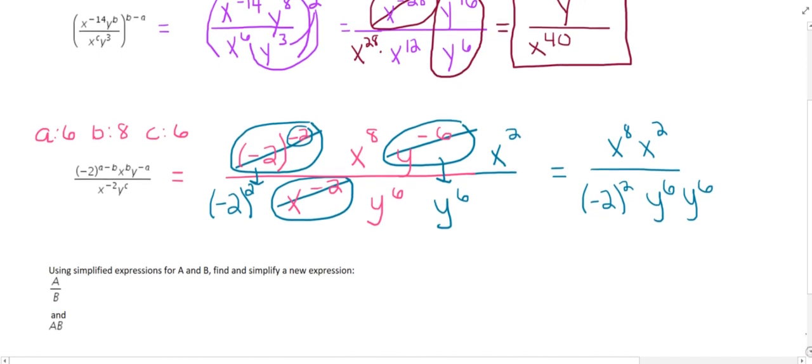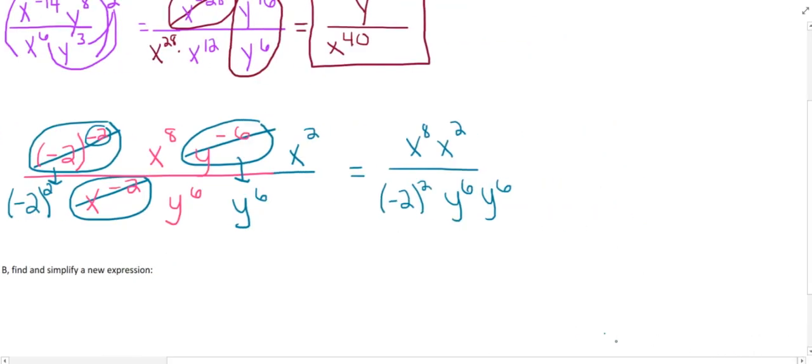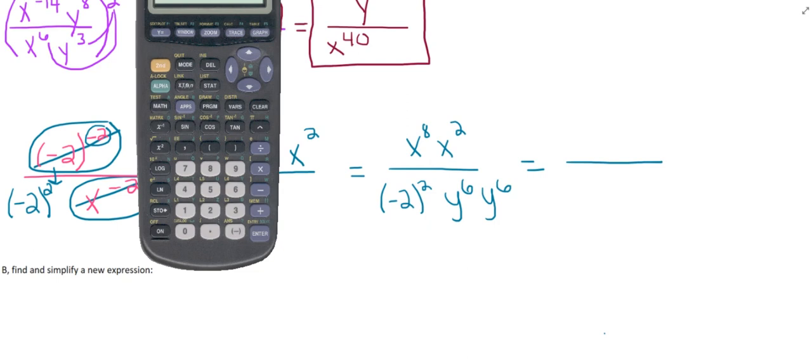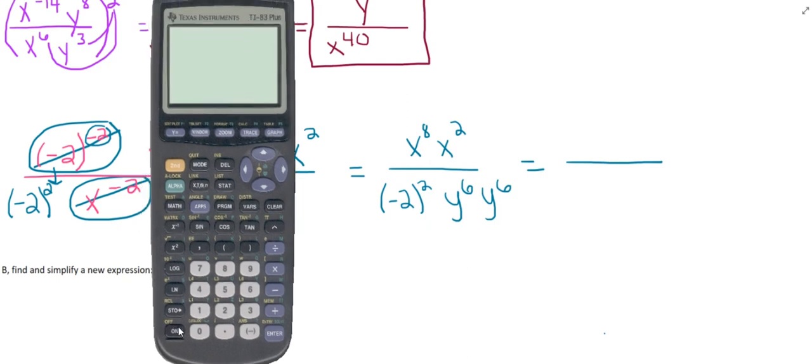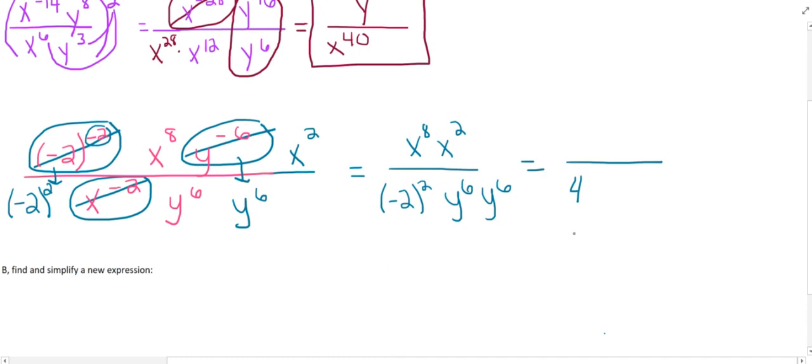Okay, so now that I've gotten everything rewritten, now I'm going to do my simplification. So I'm going to start with my numbers. So on this one, I've got numbers. I've got -2 in the bottom, and that's squared. So I'm actually going to get my calculator, and I'm going to do -2 squared, which is -2 times -2. That's going to give me a +4. So I'm going to have a +4 in the bottom here.